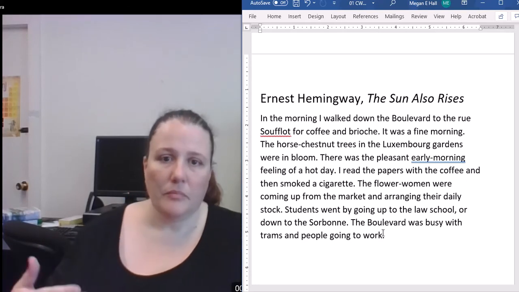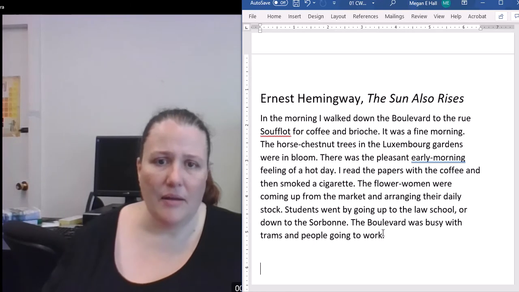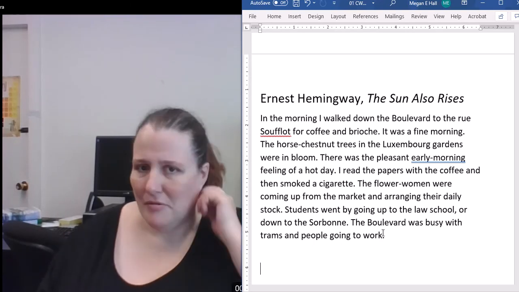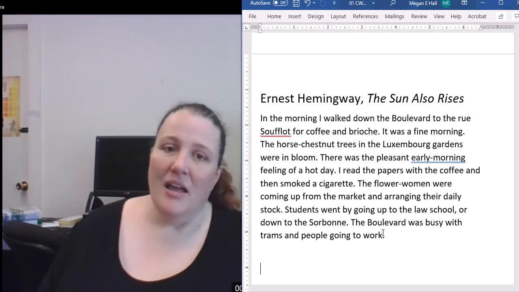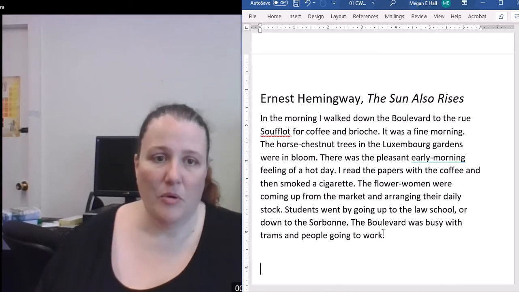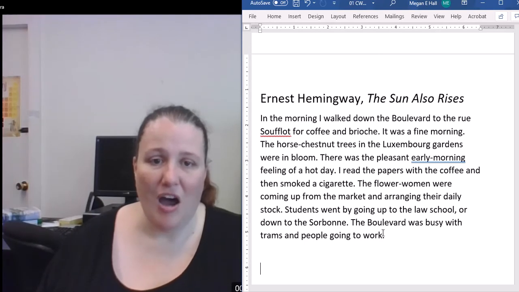So here he is in France, and I am going to probably not pronounce some things correctly, but we'll give it a try. In the morning, I walked down the boulevard to the Rue Soufflot for coffee and brioche. It was a fine morning. The horse chestnut trees in the Luxembourg Gardens were in bloom. There was the pleasant early morning feeling of a hot day. I read the papers with the coffee and then smoked a cigarette. The flower women were coming up from the market and arranging their daily stock. Students went by, going up to the law school or down to the Sorbonne. The boulevard was busy with trams and people going to work.